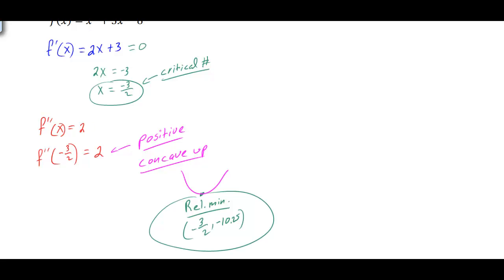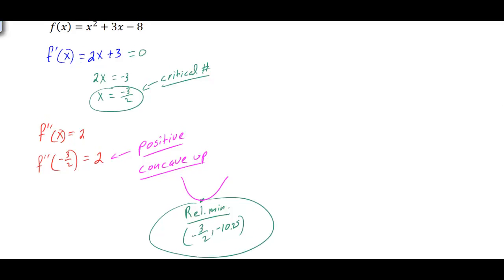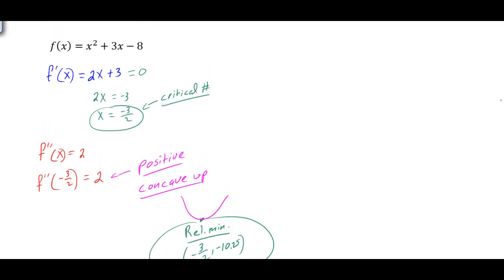Now in this example, you notice that our second derivative is equal to 2. It's constant. So that means that our graph is always concave up. So that means there's no point of inflection. The concavity is not going to change. And we probably could have determined that if we looked at the function closely.